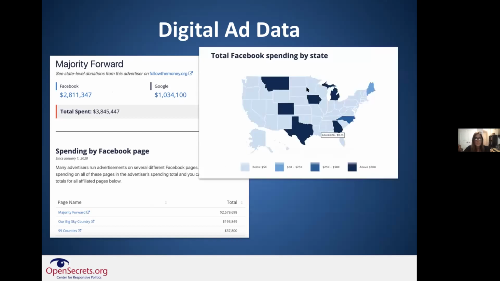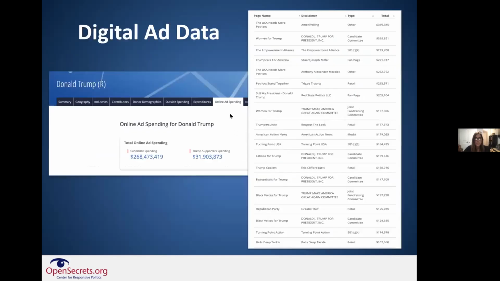You can also see total Facebook spending by state broken down by the groups as well to see where their spending was the most concentrated. And that'll be broken down by election cycle too.